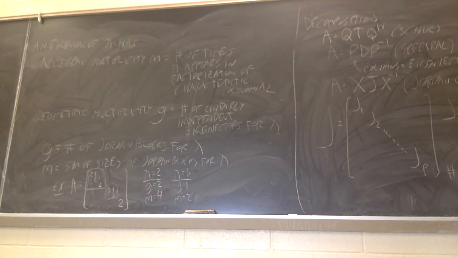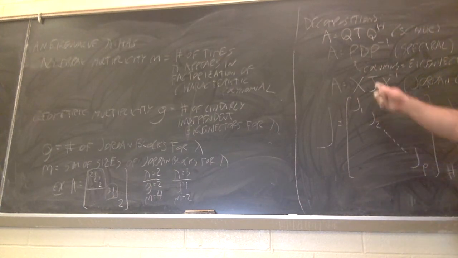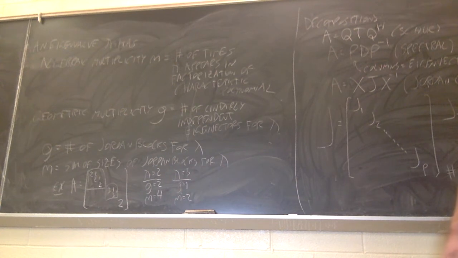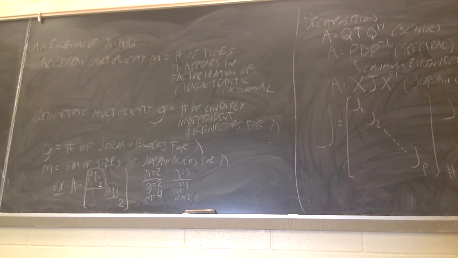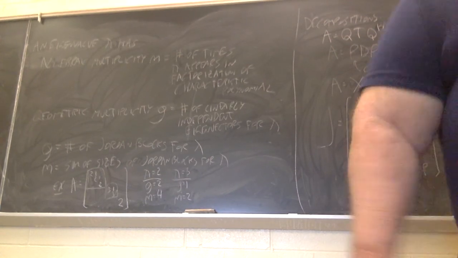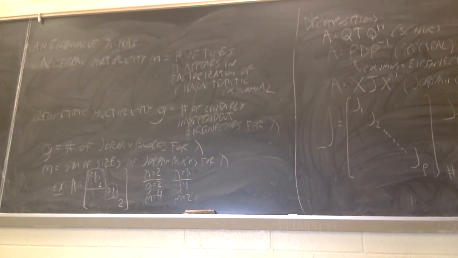So in the case where you have 1-by-1 Jordan blocks, then the corresponding columns of X, those are eigenvectors. Whereas if you don't have a full set of eigenvectors, what you have instead are called generalized eigenvectors. And I actually have one of the problems, again, I may or may not assign it, that gets into what the generalized eigenvectors are.